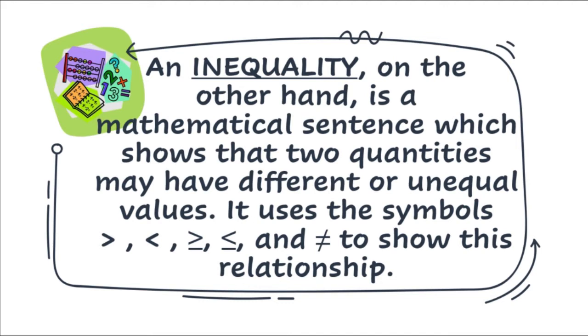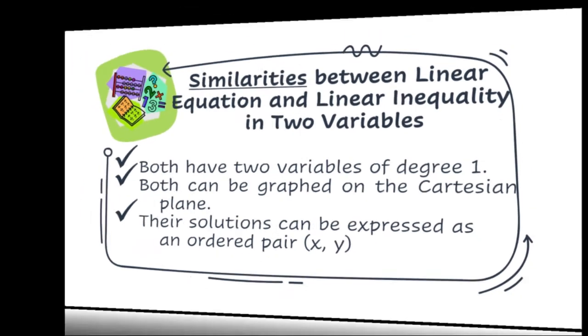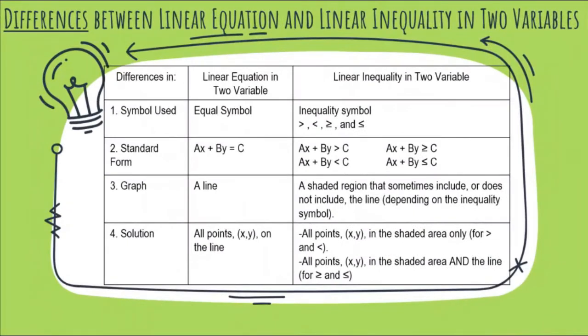Let us now look at the similarities between a linear equation and a linear inequality in two variables. Both have two variables of degree 1. Both can be graphed on the Cartesian plane. Their solutions can be expressed as an ordered pair (x, y). What about their differences? They differ in symbol used, standard form, graph, and solution.